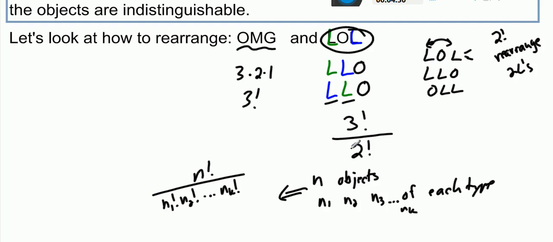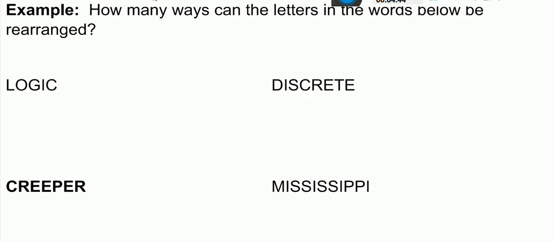Now, the 1 O could go down as 1 factorial, but that's sort of unnecessary. If a character only shows up once, there's not much point in putting 1 factorial in there. So let's look at some examples, and hopefully you'll have a better sense of how this formula is actually going to work. For something like logic, there's 5 characters and they're all distinct. So there's 5 factorial ways to rearrange the letters in logic.